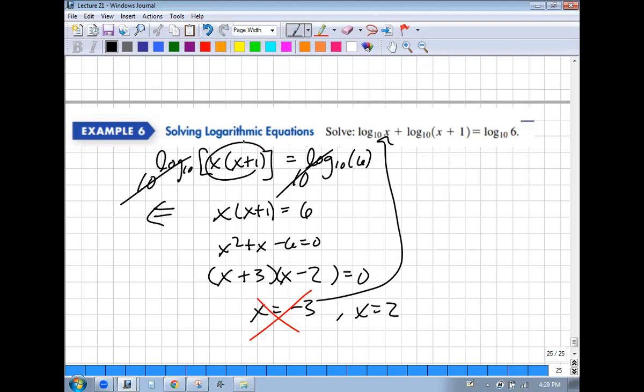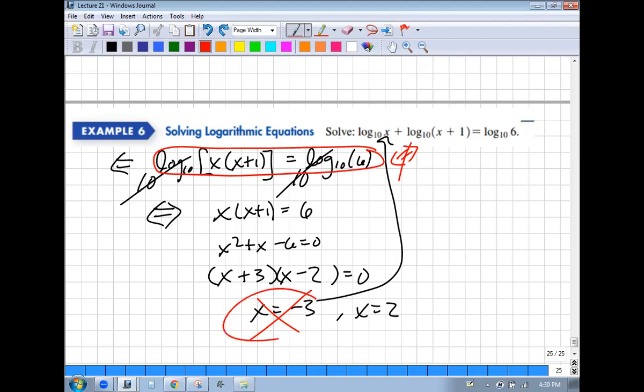If I plug a minus 3 in here, I would have a minus 3 times a minus 2. This would be positive. So you can plug a minus 3 into this one. Going from this step to this step, where we combine these logs, this new equation, this one right here, is not equivalent to that one. Because you cannot plug a minus 3 into this, but you can plug it into here.